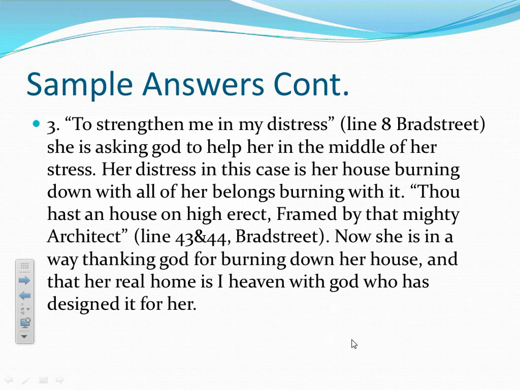Let's see. "To strengthen me in my distress," she's asking God to help her in the middle of her stress. Her distress, in this case, is her house burning down with all her belongings burning with it. "Thou hast an house on high erect, framed by that mighty architect." Now she is in a way thanking God for burning down her house, and that her real home is in heaven with God, who has designed it for her. This one doesn't have a topic sentence. The poetry is not, what's the word I'm looking for? Not quoted correctly. The analysis is brief, so it's a good start, but it needs a little more work.